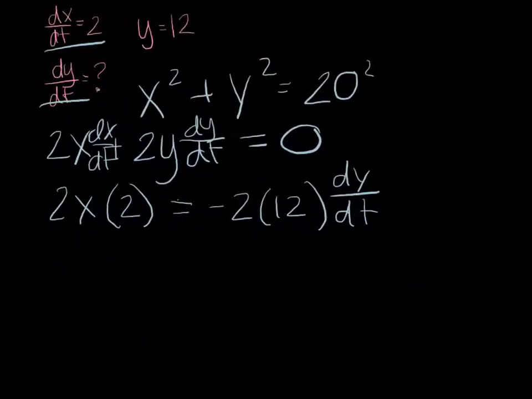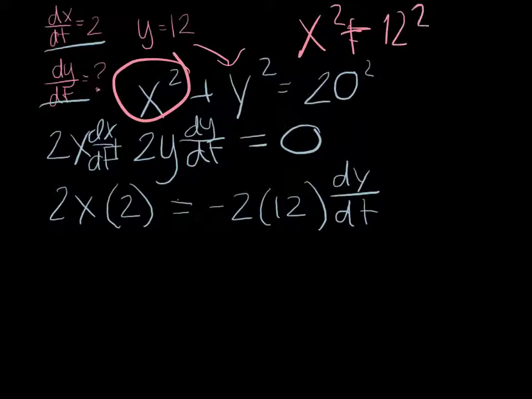Now we have two unknowns, dy/dt, which is what we want, and x, which we can solve using this equation up here. We know that they're always going to be related. Therefore, if we plug the 12 into this equation, we can solve for x. x squared plus 12 squared equals 20 squared, and we find that x is 16.